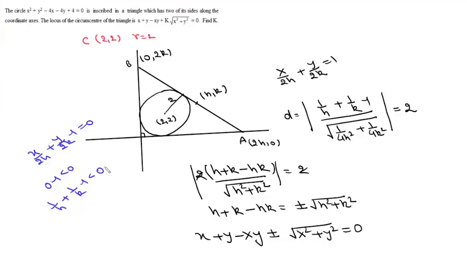And if it is less than 0, then the only sign that we have here is this minus sign. So in that case, this equation will be x plus y minus xy plus under root of x square plus y square equals 0. That is, the value of k is simply 1. So in this case, value of k is 1 and not plus minus 1.